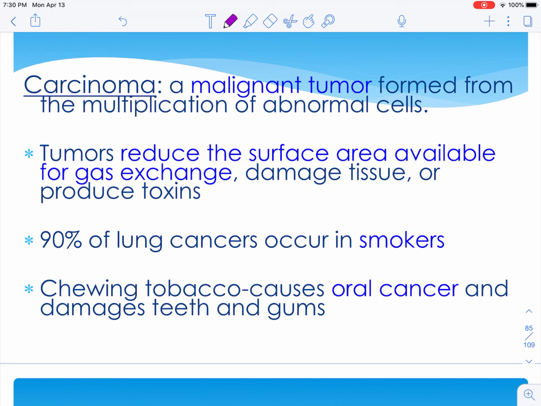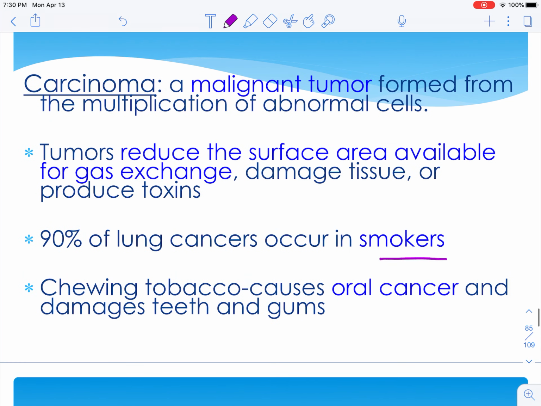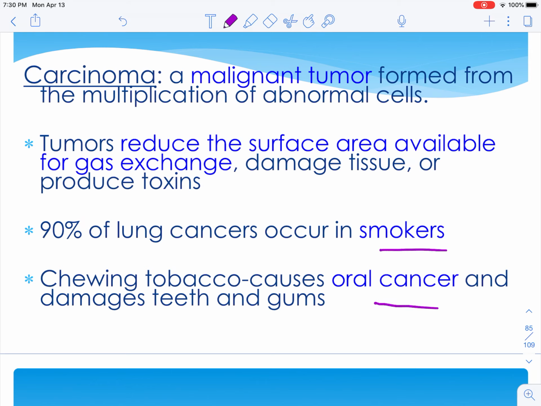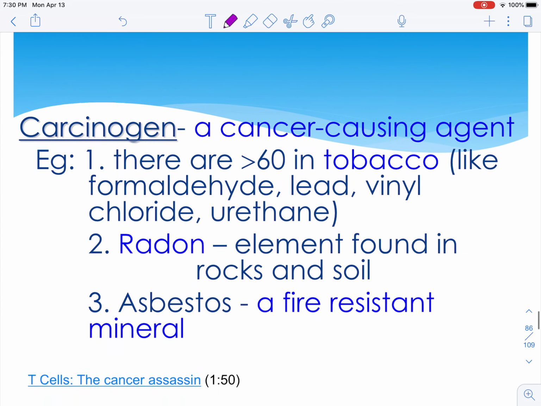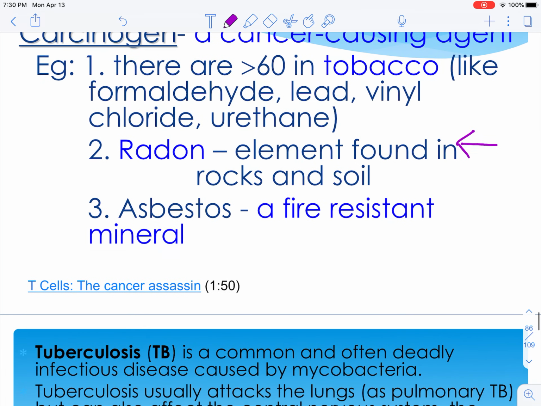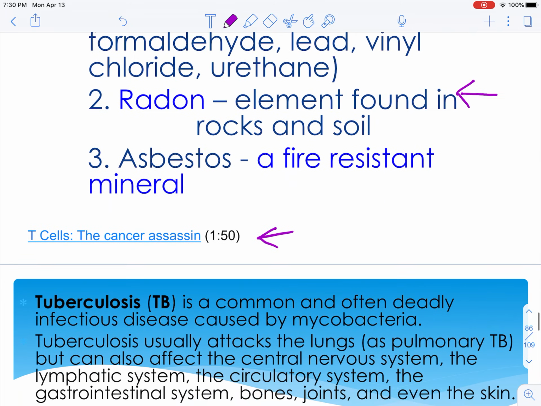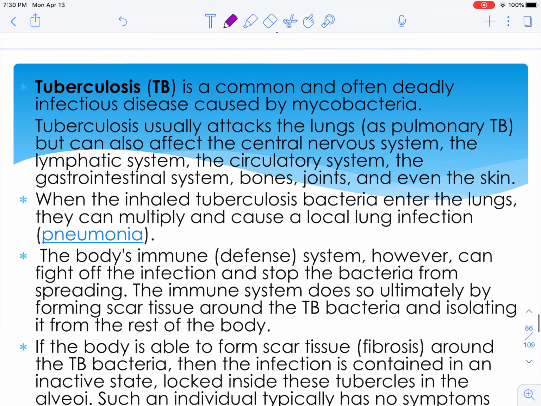And it says 90% of lung cancers do happen in smoking individuals, and chewing tobacco can cause cancers in the mouth. And if they are cancer-causing agents, they're called carcinogens. A lot of those are in tobacco: formaldehyde, lead, radon, asbestos. These are all found in cigarettes and other inhalants. And there's a video on cancer assassin and how it affects your immune system. Check that out.